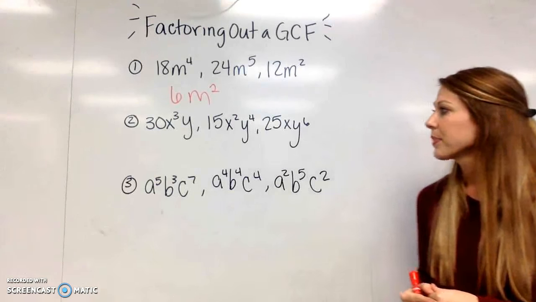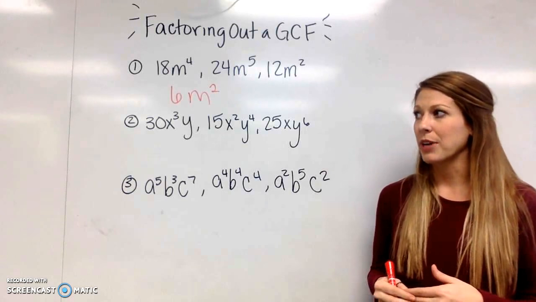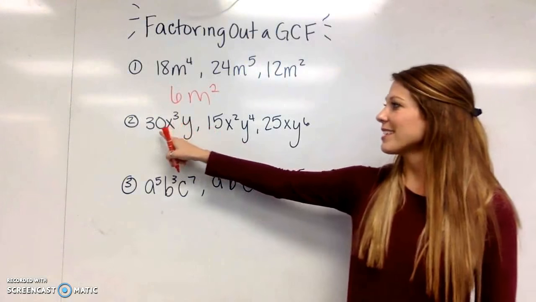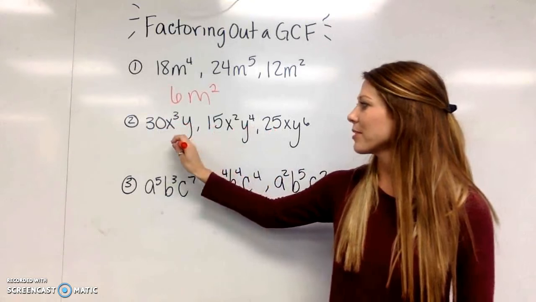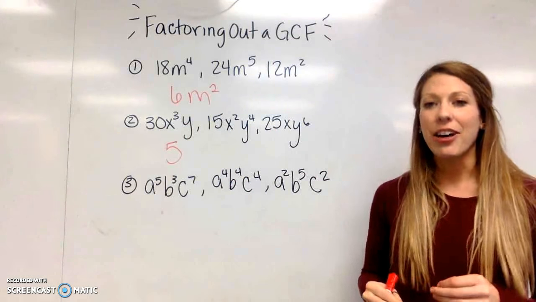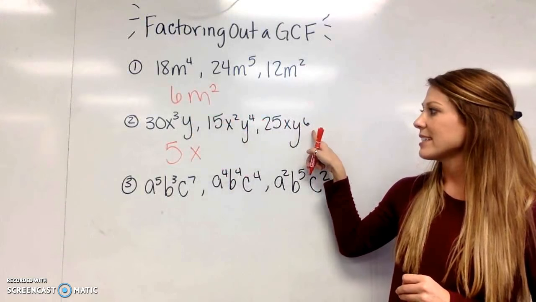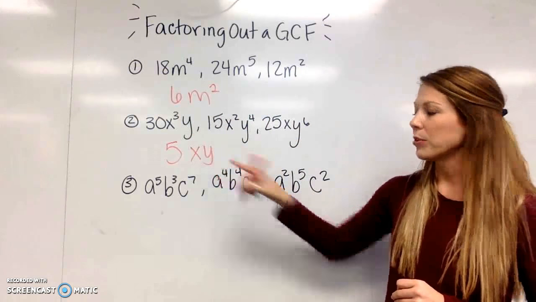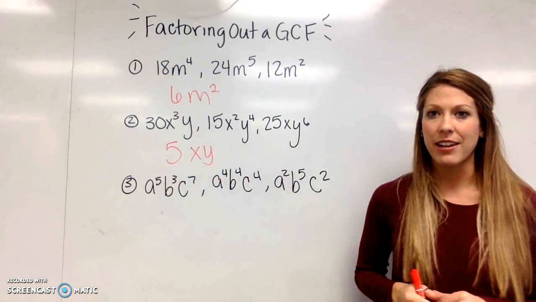In our second example, 30, 15, and 25, again, there might be multiple common factors involved, but in this case, our greatest common factor between those 3 terms is 5. They all have an x, and the smallest exponent, we have 3, 2, and 1, so we can't take out more than one x. And if we're looking at the y's, we have 1 y, 4, and 6. So we only have 1 to spare there as well. So our greatest common factor would be 5xy.